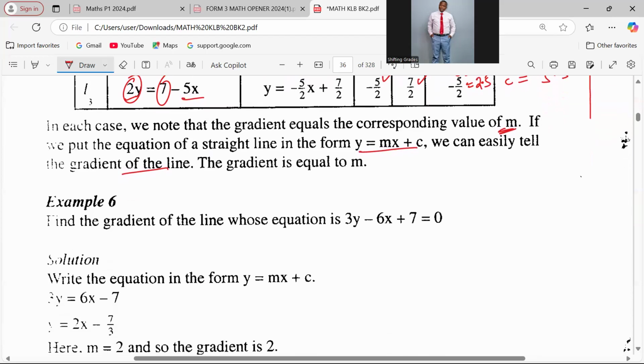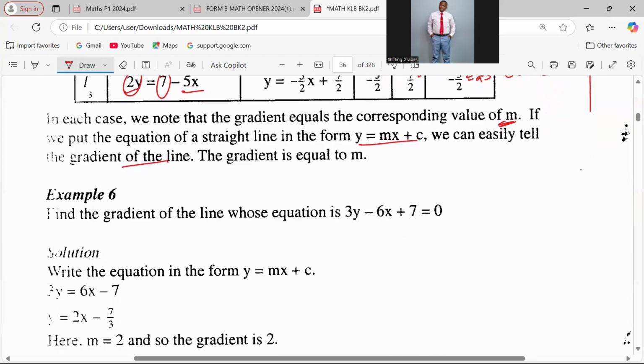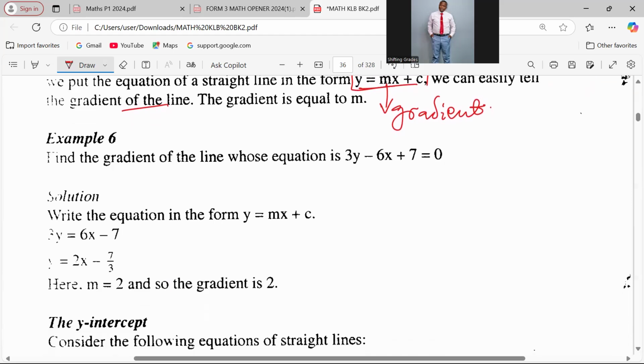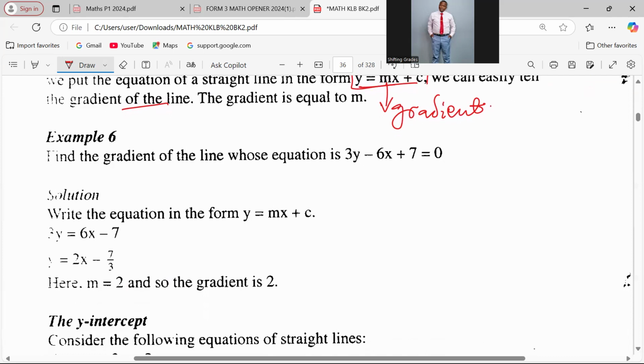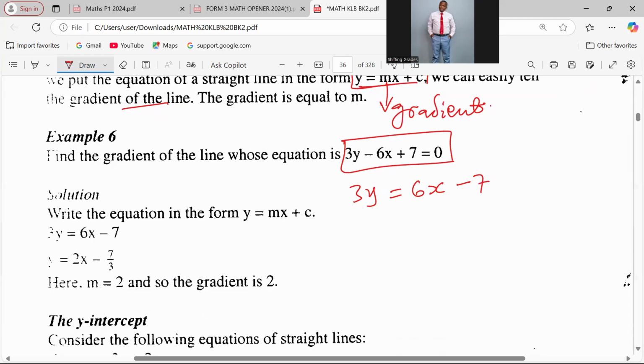So when a straight line is put in the form y equals mx plus c, we can easily conclude the value of the gradient, which is equivalent to m. So we can extract the gradient directly from the equation. Find the gradient of the line whose equation is, look at this. So we need to remain with 3y here, and 6 becomes positive, 7 becomes negative. Then to remain with y, we divide by 3.